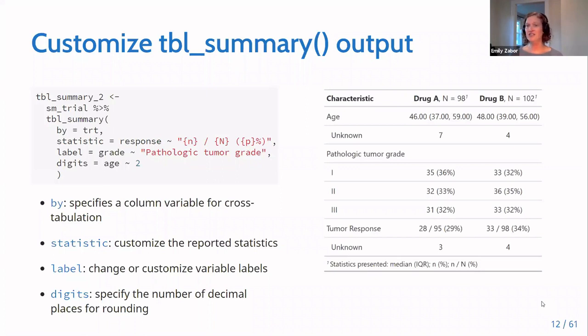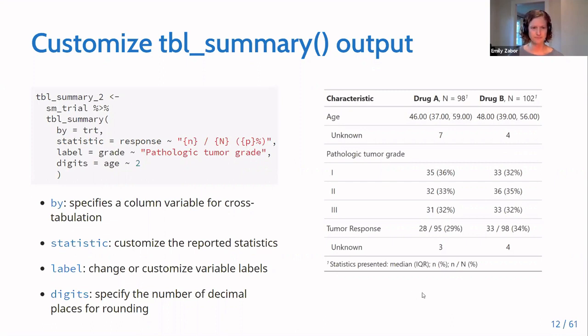Statistic lets you customize whatever statistic is reported. And I'll discuss in a little more detail, I think on the next slide, the syntax for making arguments to all of these different arguments, but the basic style is to have the name of a variable and then something that you want to do to it. So here I'm saying that I want to use the sample size over the total sample size and then the percentage in parentheses. And we use syntax from the glue package for all of these ways of specifying different statistics. And so you can see now down here for the tumor response variable, instead of just having the n and percent, which is the default, I have the n over the total sample size and then the percentage, which I had specified here.